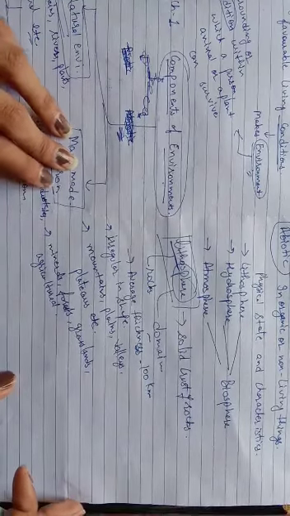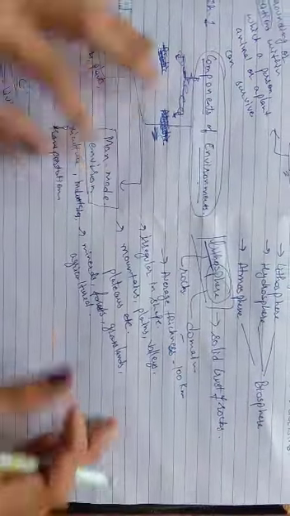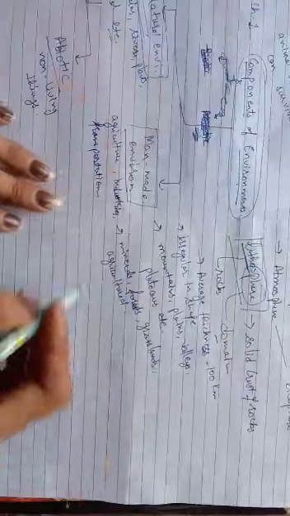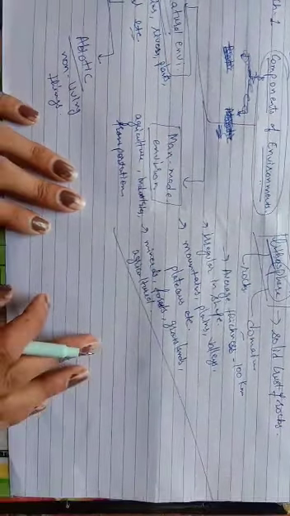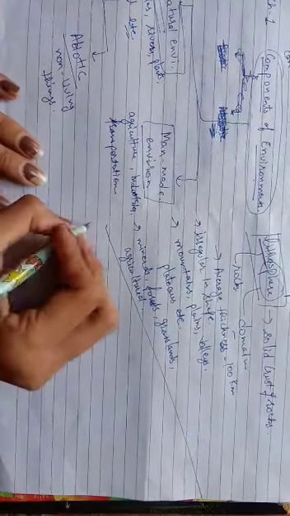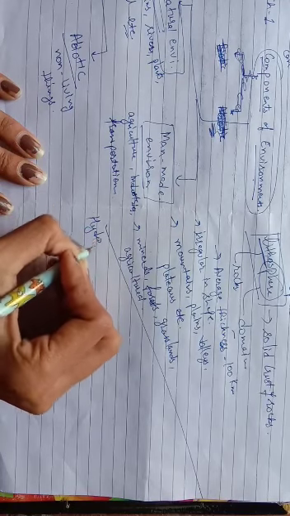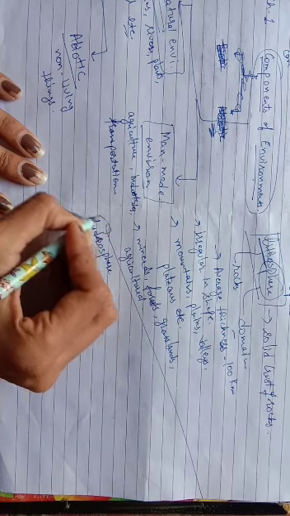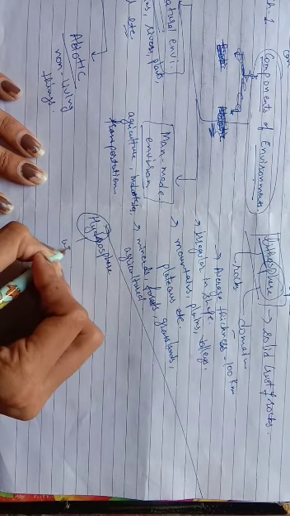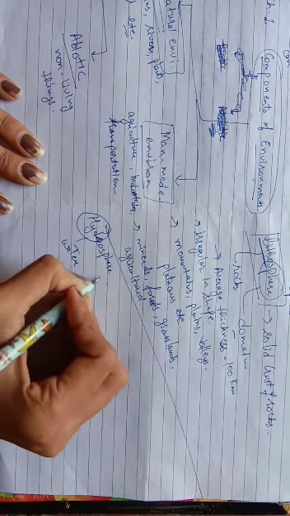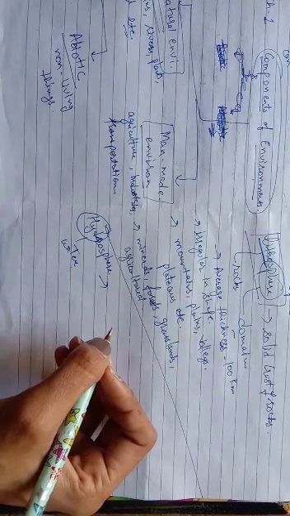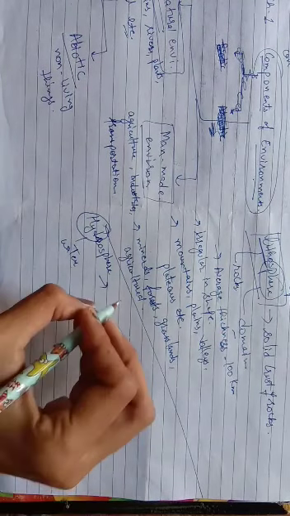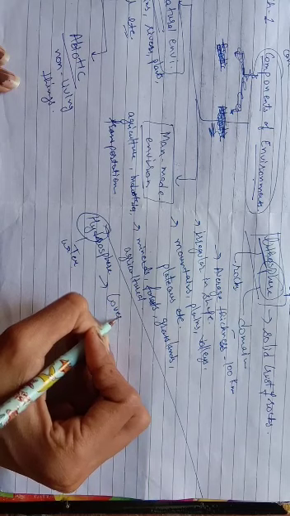Our next topic is the hydrosphere. Hydro means water. So, the hydrosphere is the part of the earth which is covered by water.